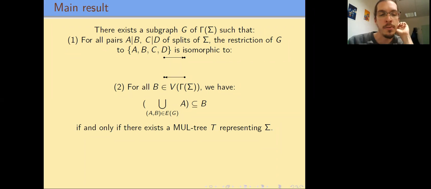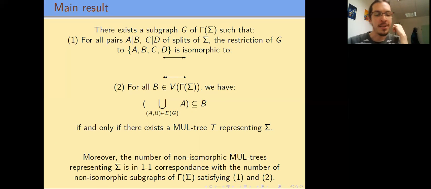This is a characterization of split systems induced by MUL-trees. One direction we discussed already. So now the interesting question becomes: if I have a subgraph satisfying one and two, how do I find a tree from this subgraph? How do I build a tree representing my split system? This is the algorithm part of my talk for this algorithm and complexity seminar. So I wanted to have an algorithm part.